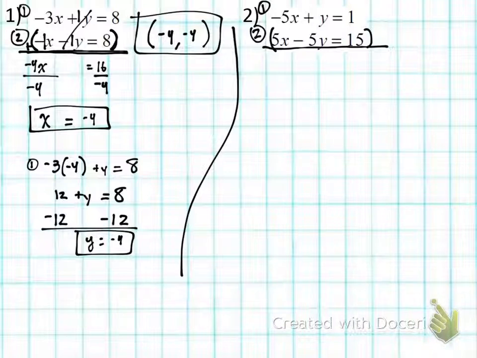Well, let's try with addition first. You put a plus sign. Negative 5x plus 5x is 0x. It would cancel it out. If it didn't work, I would have to use a subtraction sign.